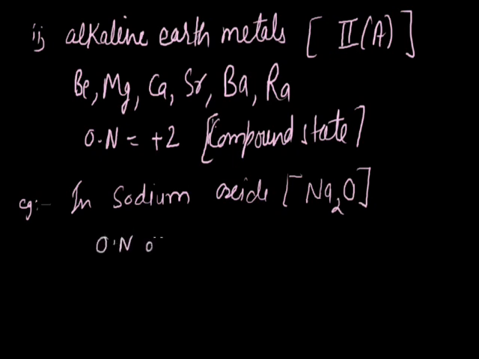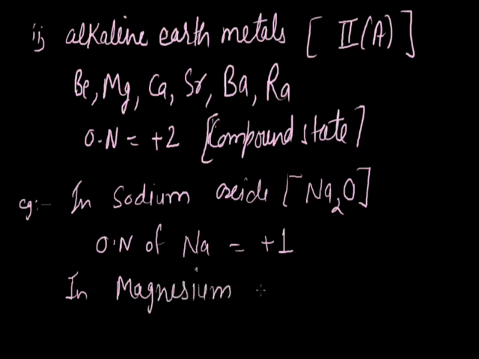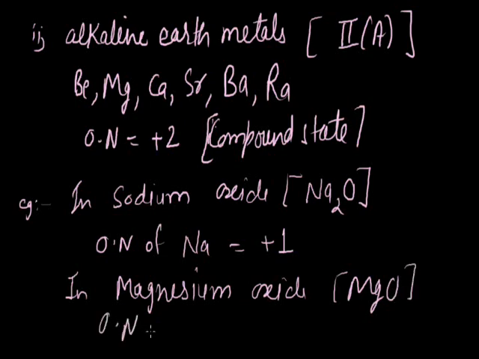Na2O. The oxidation number of sodium is equal to +1 because sodium is an alkali metal. But in case of magnesium oxide, that is MgO, the oxidation number of magnesium is equal to +2 because magnesium is an alkaline earth metal. So we can say that the oxidation state of alkali metals is equal to +1, and for alkaline earth metals the oxidation number is equal to +2 in their compound form.